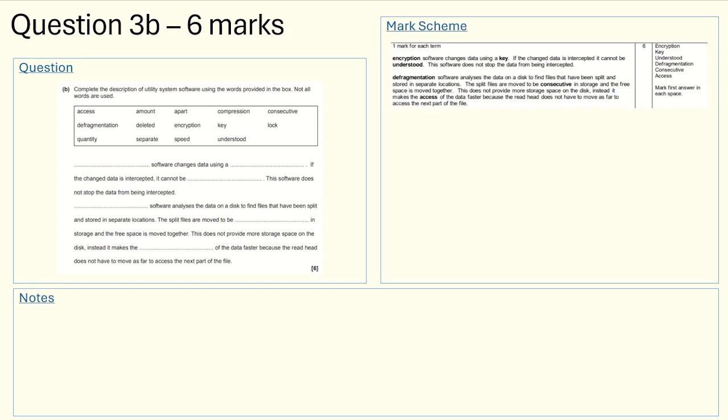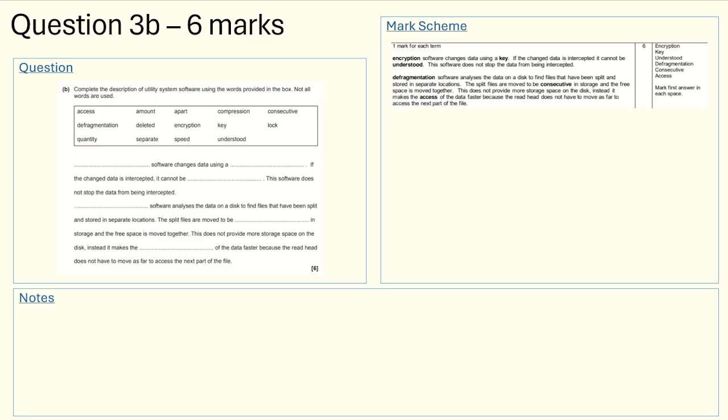Okay, question 3B is a 6-mark question, and it's a fill in the blanks question. And we're given a table of words there, keywords, and all we need to do is put them into the right place in the sentences given below. So it says, complete the description of utility system software using the words provided in the box. Not all words are used.